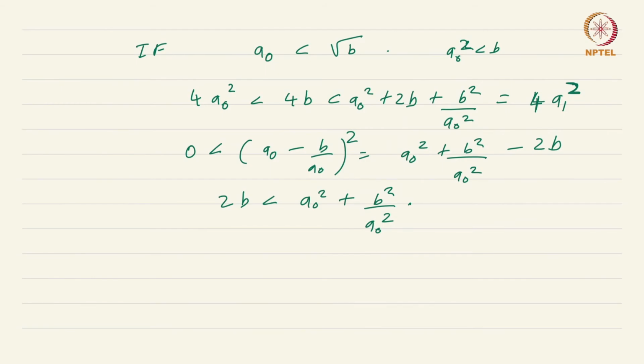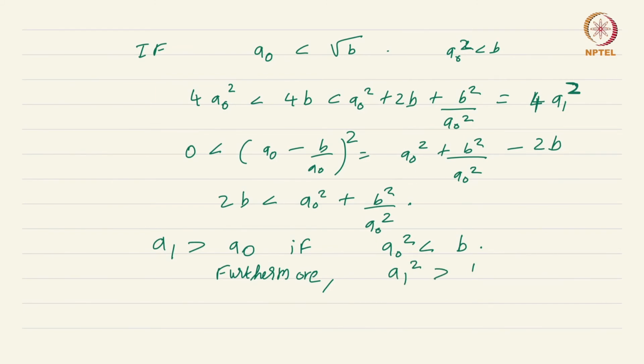Okay, so to put this in more concrete terms, what happens is a1 will be greater than a naught if a naught squared is less than b. Furthermore, a1 squared will be greater than b. Okay, so what happens is, once you apply Newton's method with an initial guess less than square root of b, the first iteration, the next value a1 will be greater than square root of b. So we move on to the previous case.